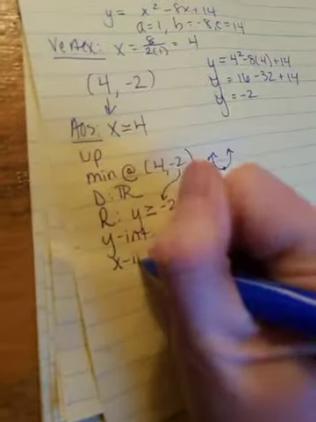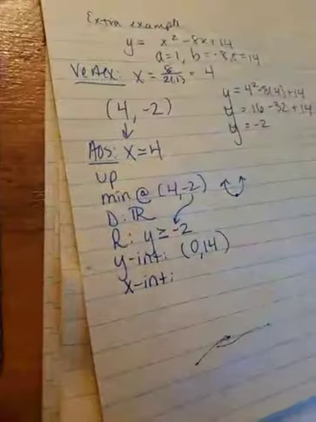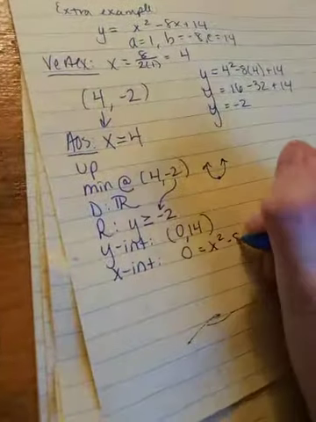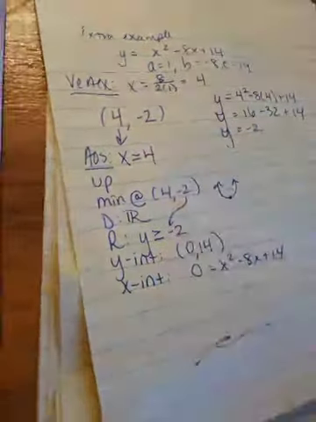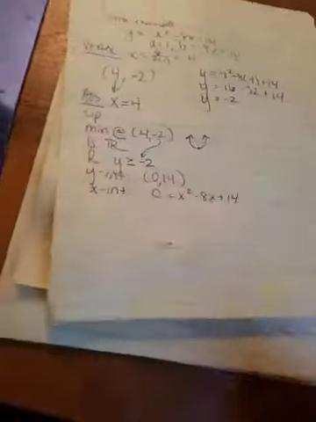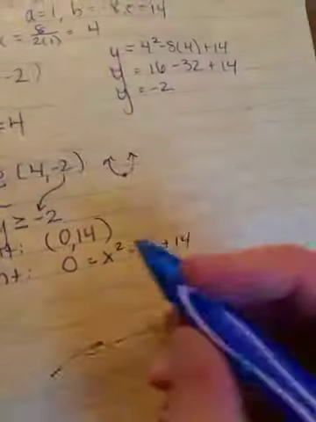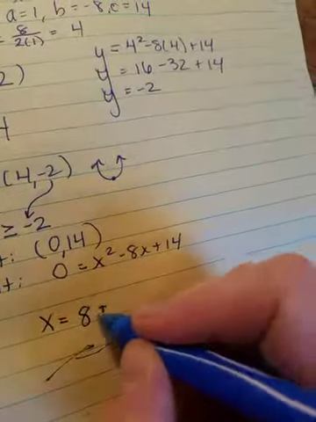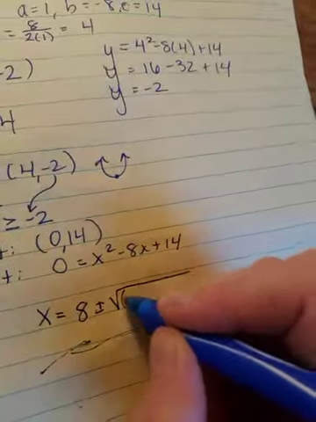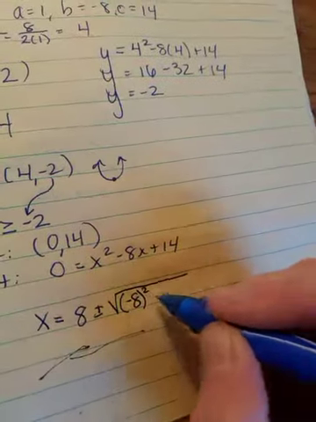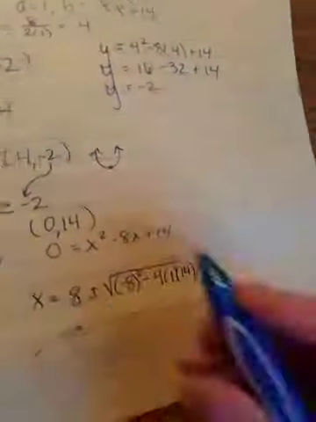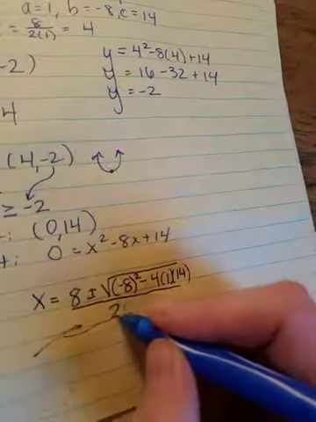And now to answer this person's question about the x-intercept. You're putting 0 in for y always, and so if you could, you could try to factor this, but you can't find factors of 14 that add to negative 8. So you either need to do completing the square or quadratic formula. So here we go. x equals negative b, it's going to be positive 8 plus or minus the square root of quantity negative 8 squared minus 4ac all over 2 times a.